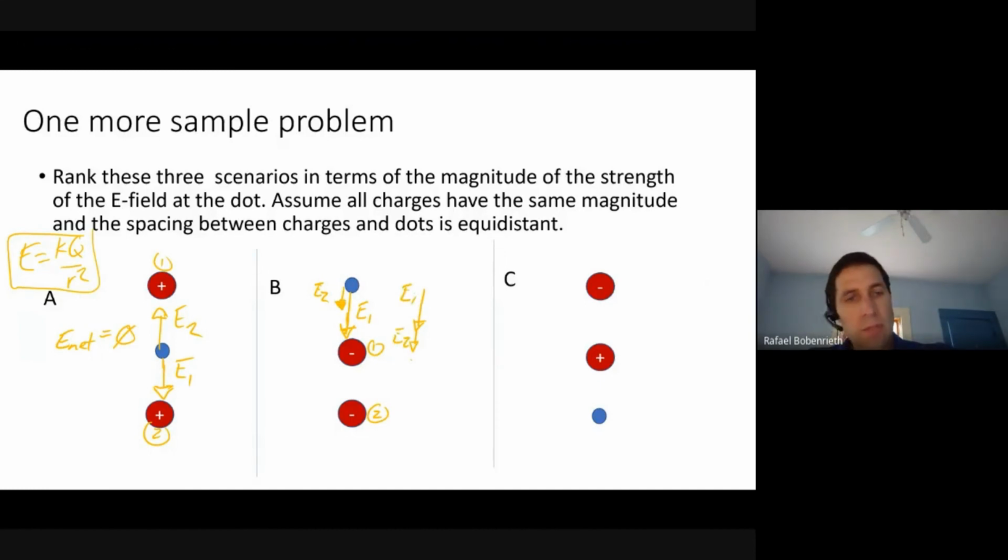And so to add these together, E1, E2, let me do that in a different color. If I can get this to come up. Come on. Oh, there we go. So E net is something like that, right? This is qualitative, what we're doing here.